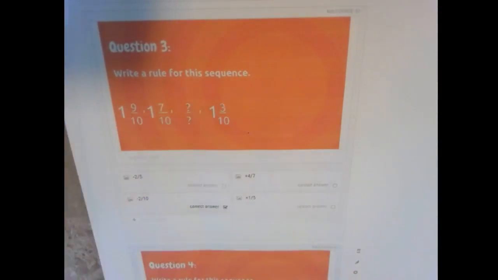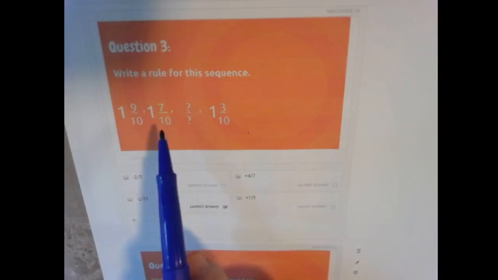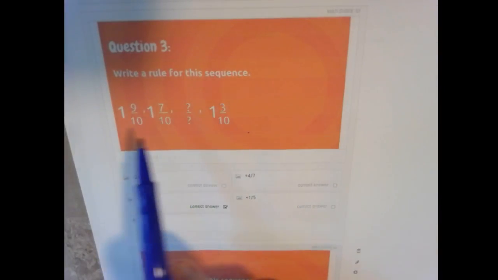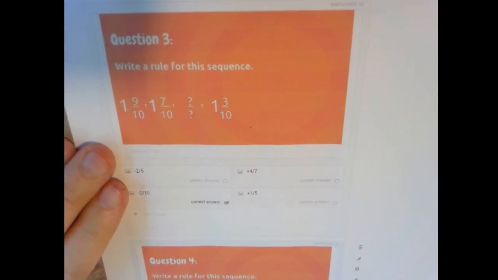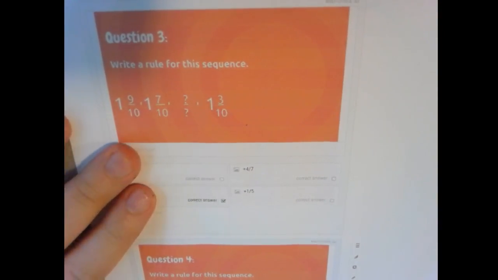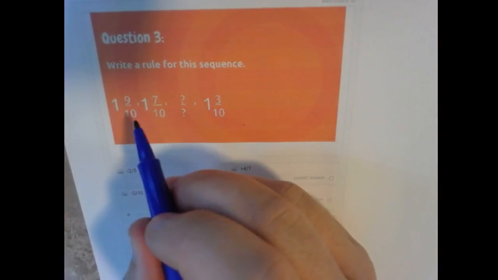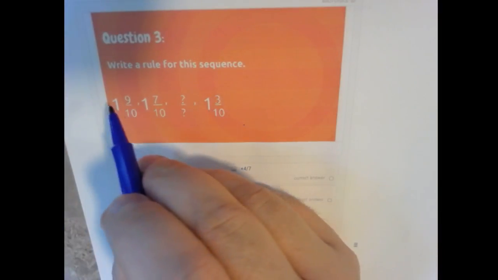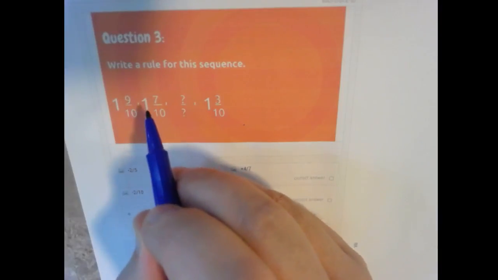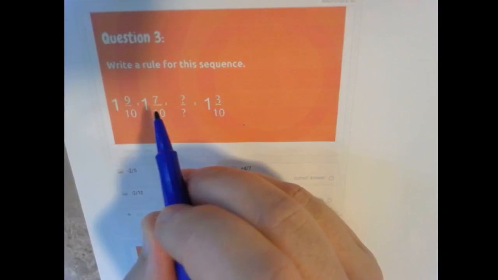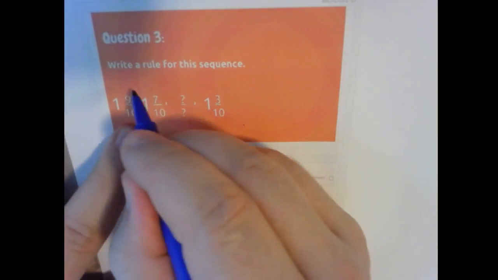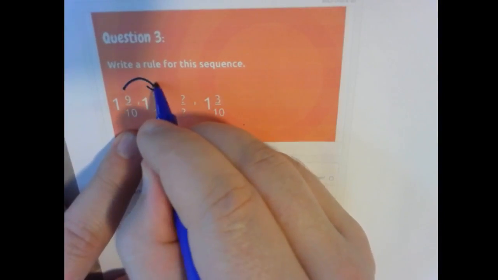Okay, let's try another one. So let's look at the pattern. Now all of these are in like fractions, as a matching denominator. How would we figure out the pattern though? What are we gaining or losing? So between the whole numbers here, 1 to 1, there's no change on the whole numbers. But what about the fractions? So going from 9 to 7, that would be minus 2.